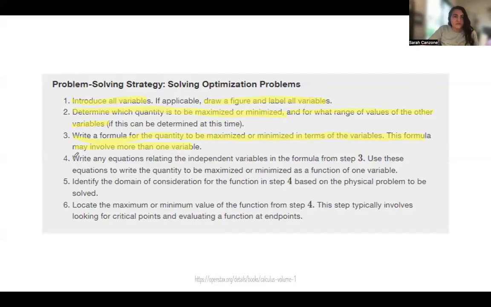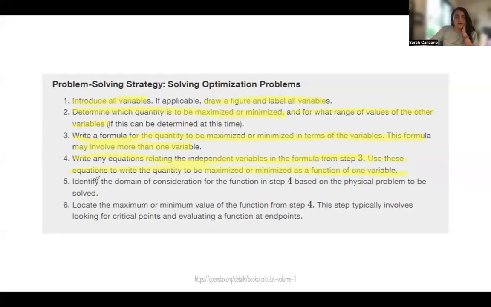All right. Step 4 says write any equations relating the independent variables in the formula from step 3, and then use these equations to write the quantity to be maximized or minimized as a function of one variable. If I break that down a little bit, that means if you've created two formulas because you have two different variables, take the one that you're not taking the derivative of, solve it for one variable, and plug it into the other one. Now you have the one that you're taking the derivative of in terms of just a single variable, and you can take the derivative of it. Do not ever take the derivative when you have two variables. That's something that we would do in related rates, so that's not something we want to do in optimization.